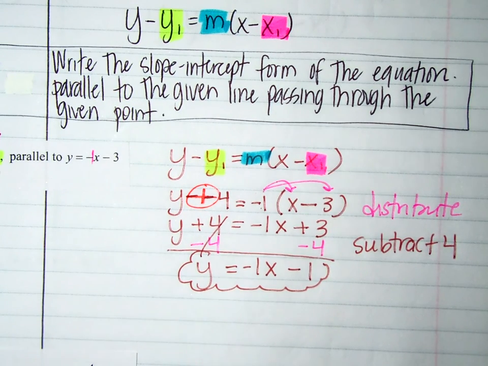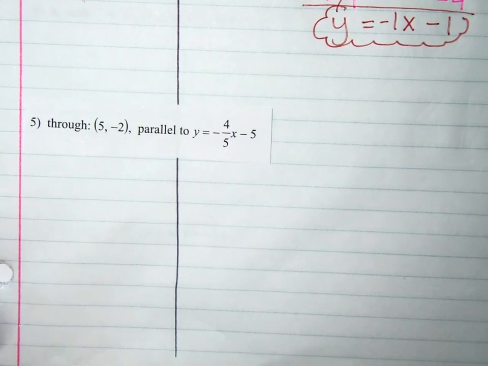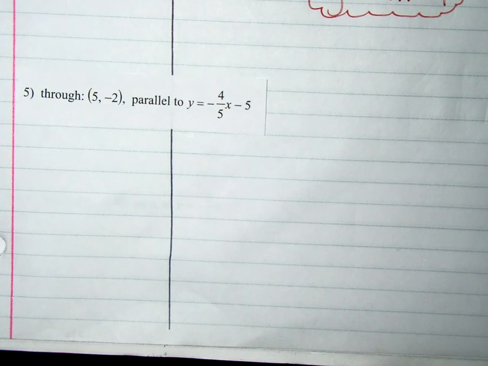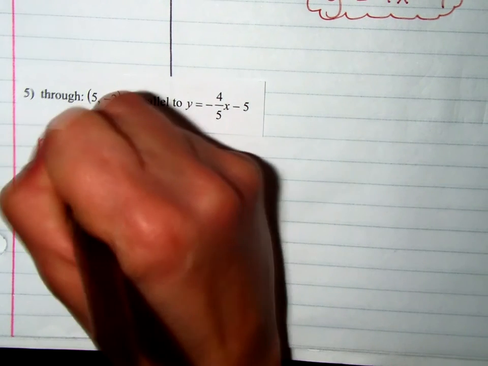Okay, all right, let's try another one. We need to write the equation of the line that's going through 5, negative 2, and is parallel to y is equal to negative 4 over 5x minus 5. So one more time, we have to first identify the slope. What is m for this equation?